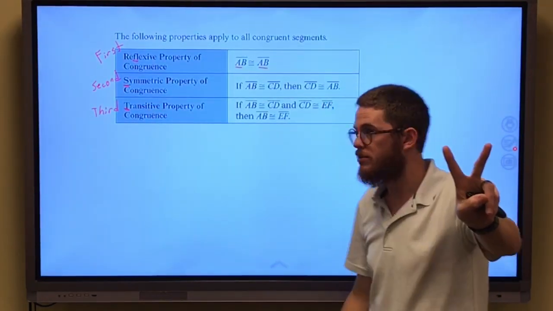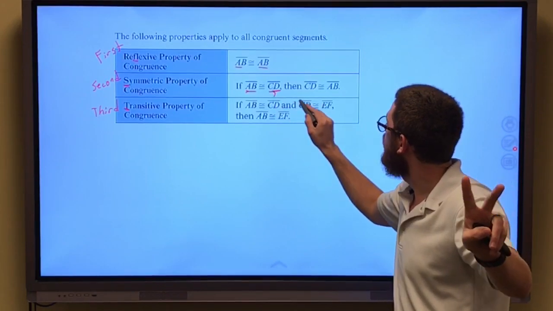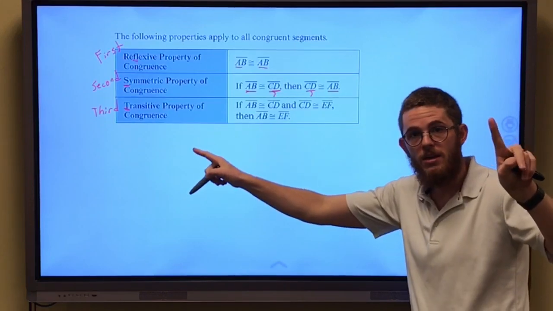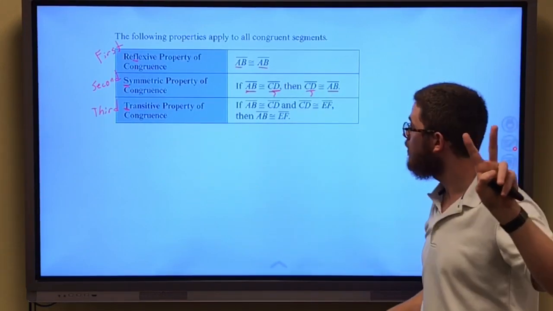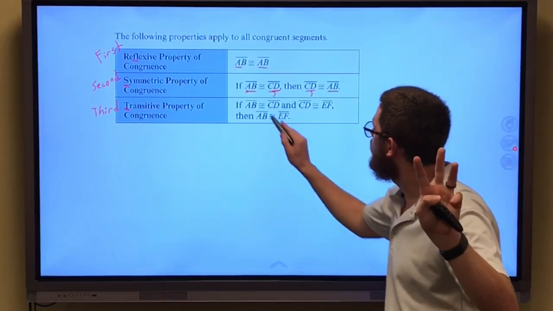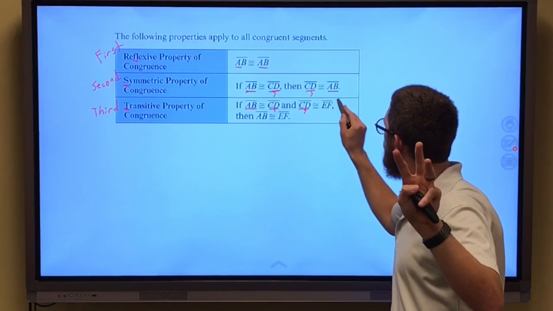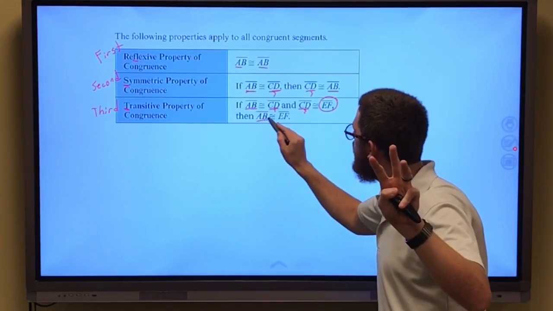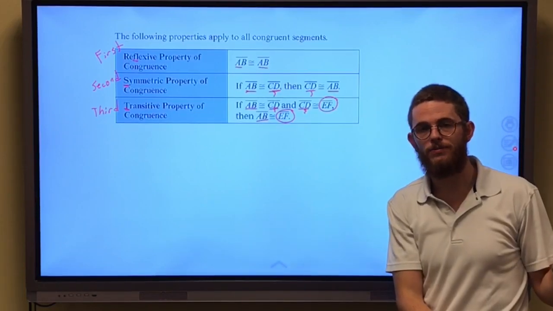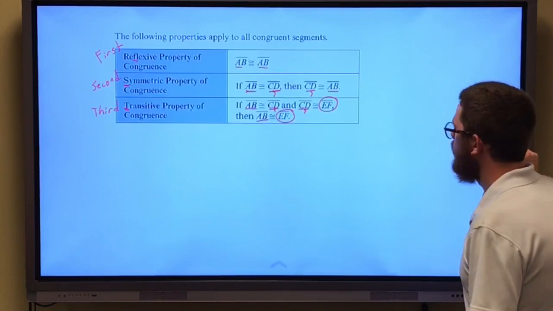Second, we need two objects. AB is congruent to CD. CD is congruent to AB. There's two different objects, the AB and the CD. Okay? Finally, transitive. Third, we need three objects. AB to CD, CD to EF, so AB to EF. Notice there's three. There's AB, CD, and EF. So that's one way to memorize that. But you need to know these three properties.